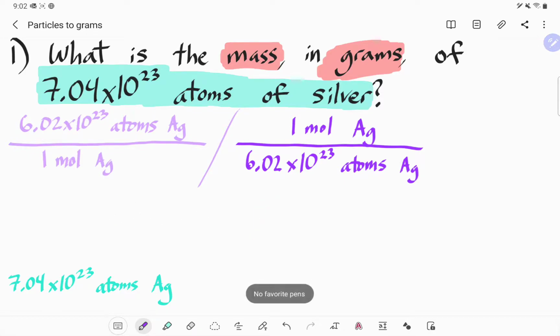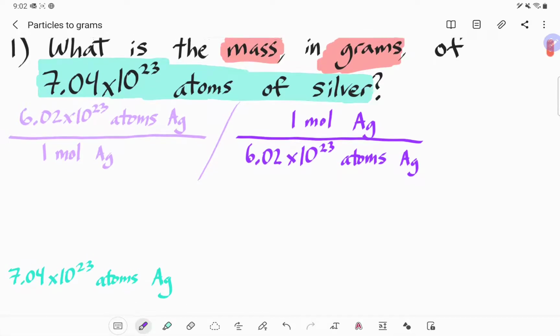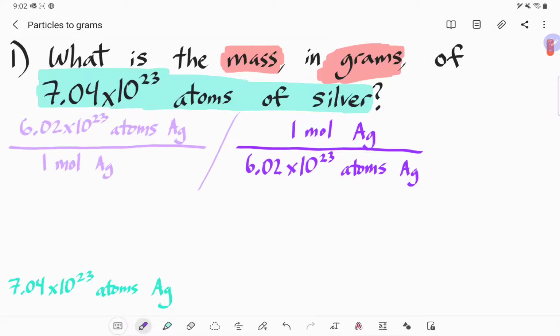Well, let's look at which units we need to cancel. Right now we have the units of atoms, and we have to ask ourselves, is that the final unit that I want to have in the problem I'm solving for? And the answer is no. I want to solve for grams, not atoms. So I need to cancel out atoms and convert it to something else. Here we're going to convert from atoms to moles, and then moles to grams, because we can't directly convert from atoms to grams. All right, so we have 7.04 times 10 to the 23rd atoms of silver.